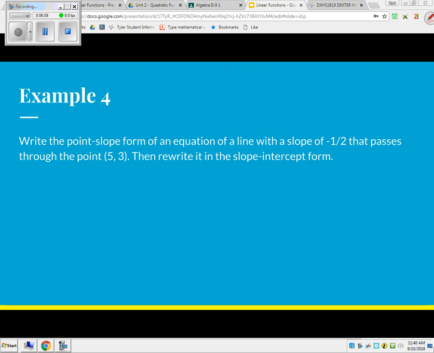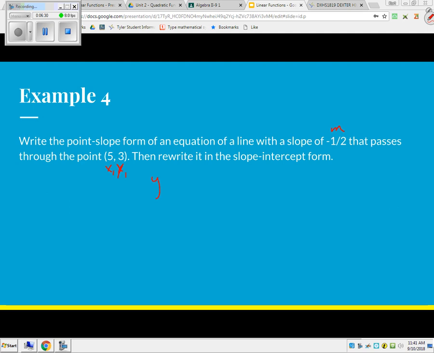It says write the point slope form equation of a line with slope of -1/2. Well, that tells me my m. That passes through the point (5, 3). Well, that's just my x1 and y1. And then it wants me to go ahead and simplify that down to slope intercept form.